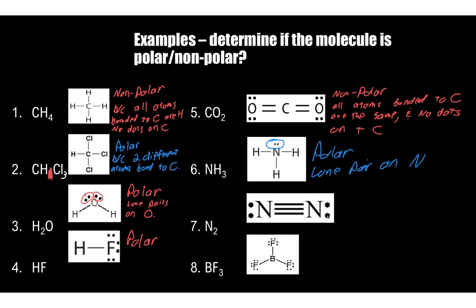Number 7 is nonpolar. All right, there's no polar, and I'm spelling that wrong. There are no polar bonds here in number 7. Okay, only N, nitrogen bonds. And nitrogen to nitrogen, they're going to share their electrons equally because they're the same element and have the same electronegativities.